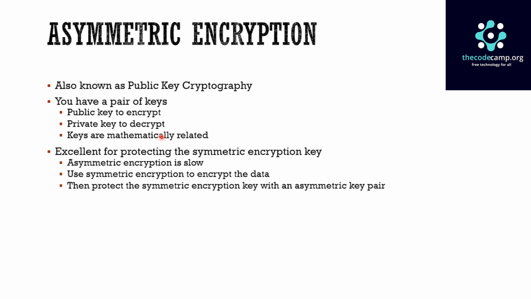Asymmetric encryption is computationally expensive. It's very slow to encrypt large amounts of data, so it's not really suited for encrypting whole documents, whole files. So what we do is we compromise. We use both symmetric and asymmetric. We'll use symmetric to encrypt the actual data, but then we'll protect the symmetric key with asymmetric. We'll encrypt the symmetric key with the asymmetric public key. Are you confused yet? Well, stay with me.